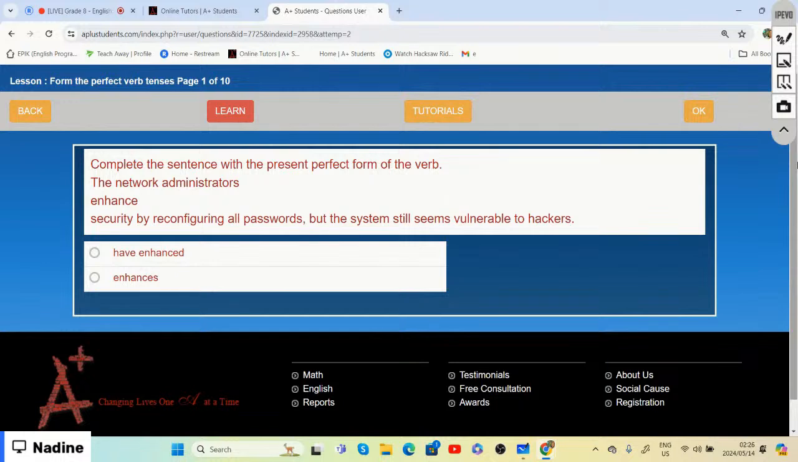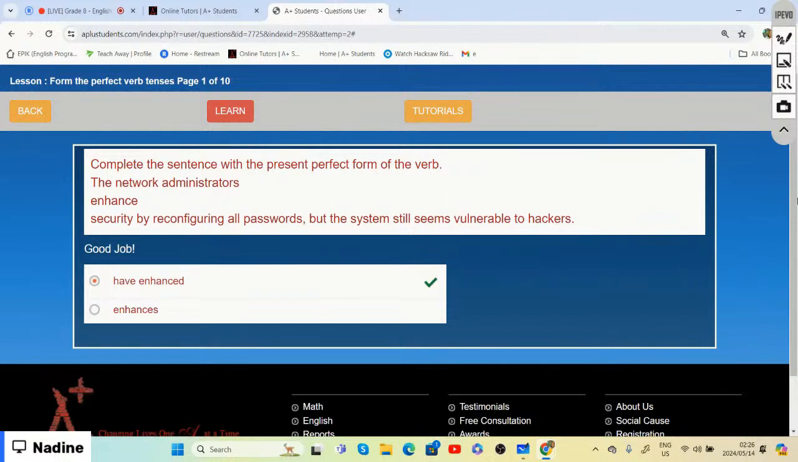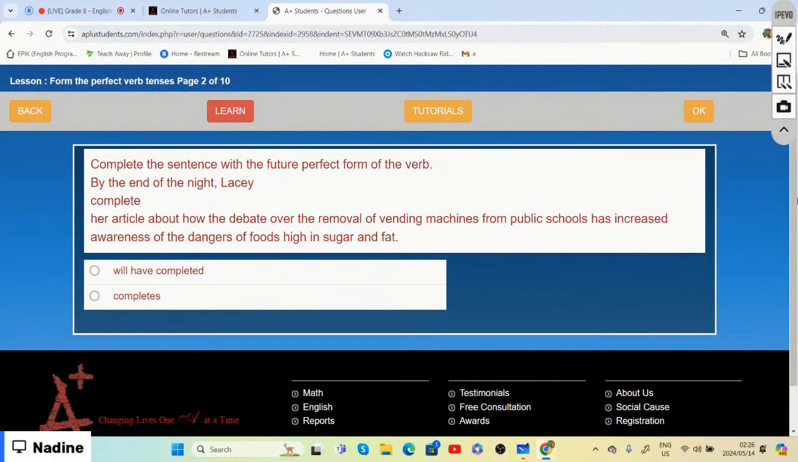All right, so we can then say the network administrators have enhanced security by configuring all passwords.